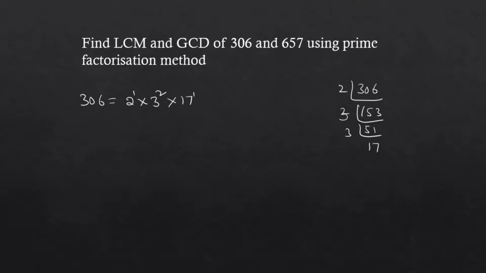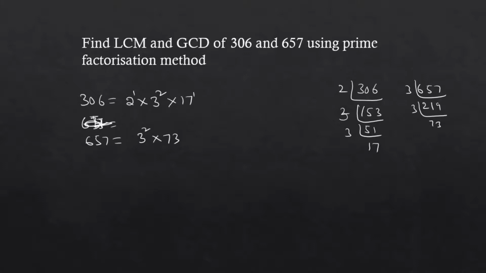And what about 657? I am using the 3 table. 3 2s, 2 19s. Again the 3 table, 73. 73 is a prime number. Nothing will go in that. 73 can't be split. So 657 is equal to 3 square into 73.